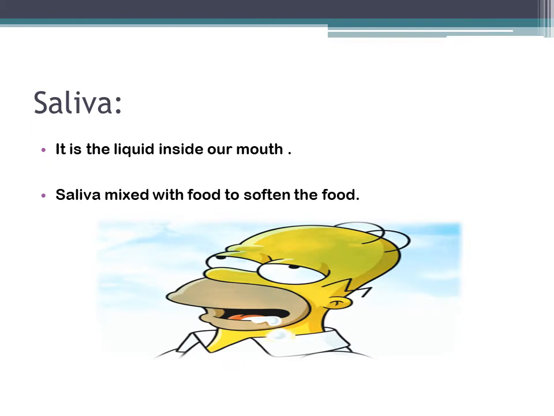Saliva. We found a liquid like water inside our mouth. This liquid inside our mouth is called saliva. But why do we need saliva? Saliva mixes with food. Why? To soften the food, to make it easy to swallow the food.